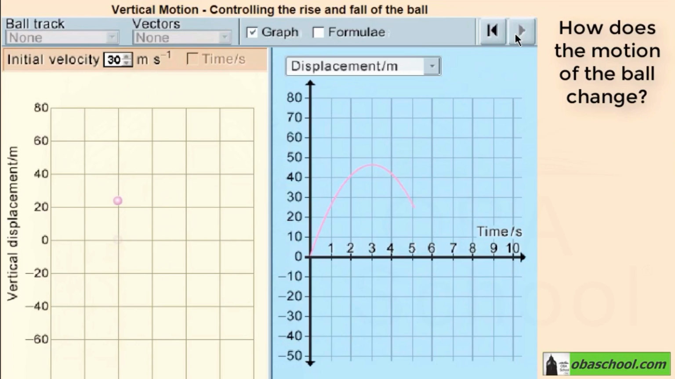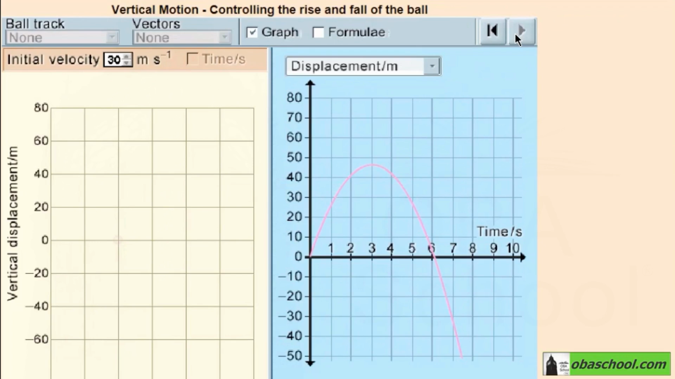So how does the motion of the ball change? Exactly, it rises higher and it takes longer to reach its highest point. So it reaches about 45 meters displacement in 3 seconds.